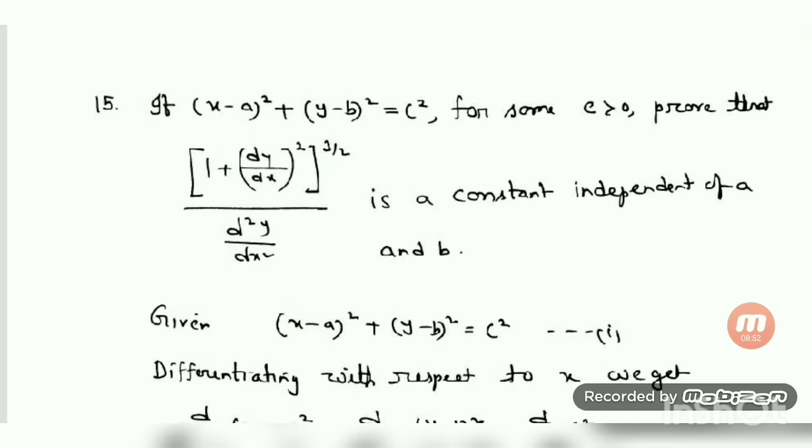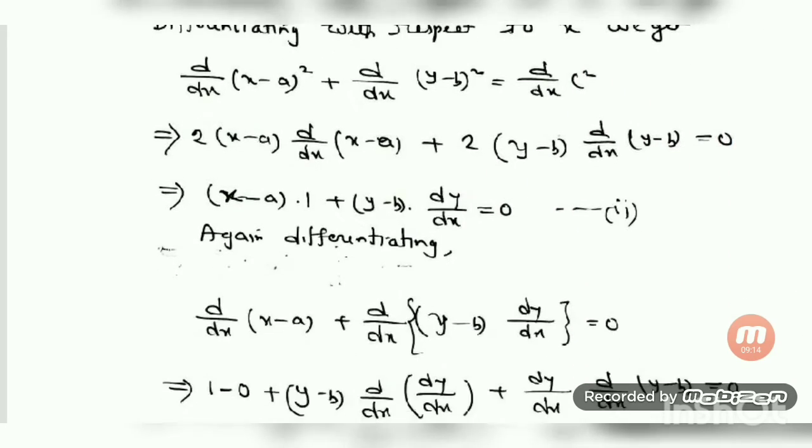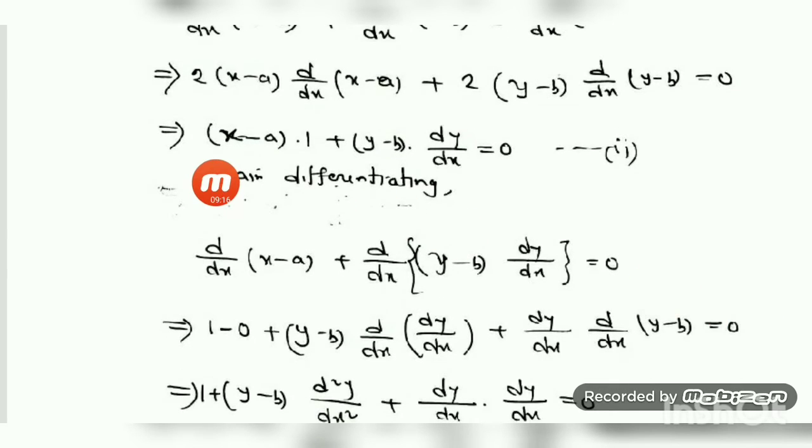Okay, so differentiating with respect to x, we get ddx of (x minus a) whole square plus ddx of (y minus b) whole square is equal to ddx of c square. Directly also you may write down. Doing the differentiation, we get what? X to the power n formula I have used, n into x to the power n minus 1. So 2 into (x minus a) ddx of (x minus a). Here also 2 into (y minus b) ddx of (y minus b), and ddx of constant is 0 because a, b, c are constant. Then here 2 I just cancel out, (x minus a) into ddx of x is 1 and minus 0, so it is 1.